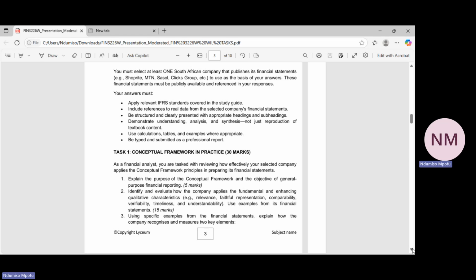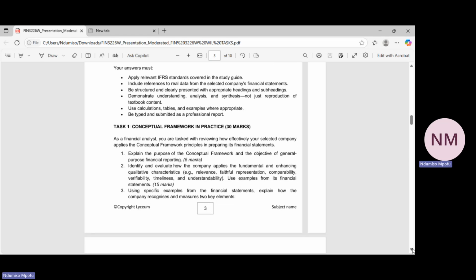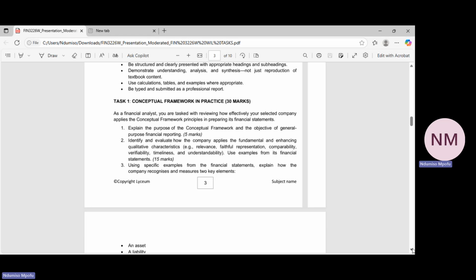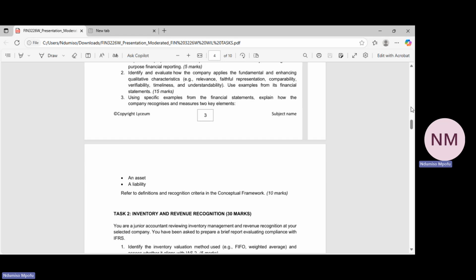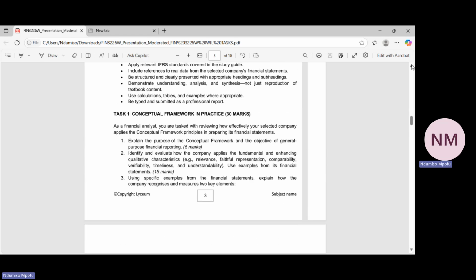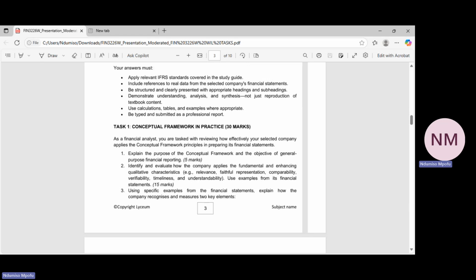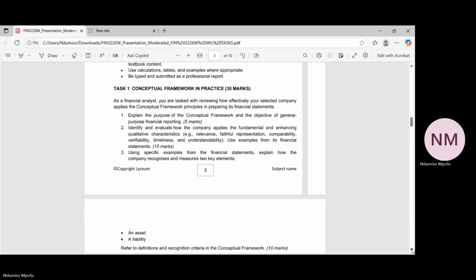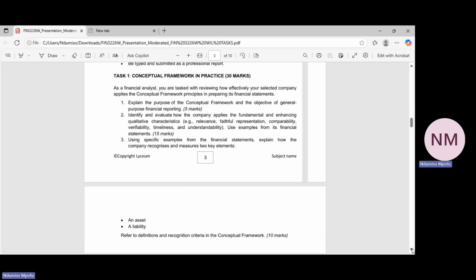All right, that said, I was looking at the guidance. I will now be moving on to the task itself. I'll start with task 1. Let me check. There's task 1 and task 2. Task 2 is 30 marks. Then task 1 is also 30 marks. Let me first start with task 1. All right, please go through the information and then I will explain in 1 minute.